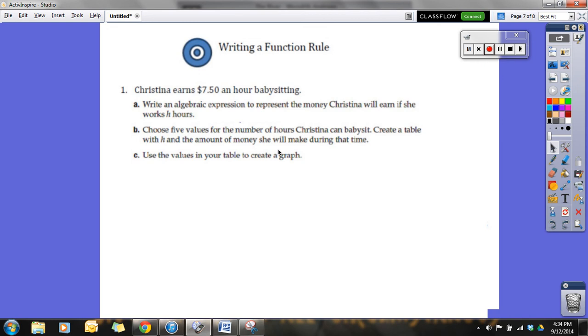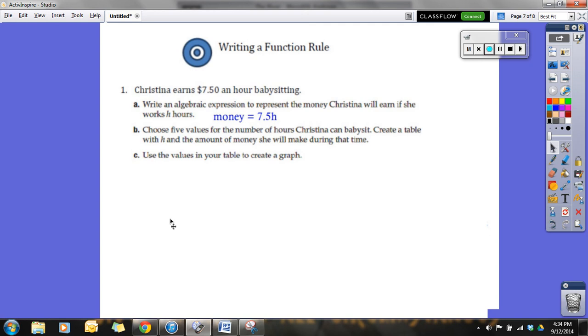Okay, so we don't know how many hours that she works, but I know that for every hour she works, she's going to get paid $7.50. So to figure out how much money she earns, I'm going to multiply 7.5 times the number of hours that she works. Okay, then you have a table down here to fill out. Choose 5 values for the number of hours Christina can babysit and create a table.